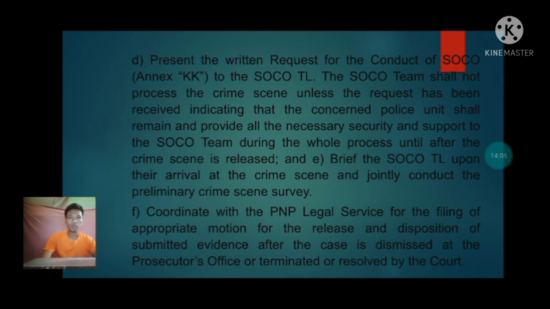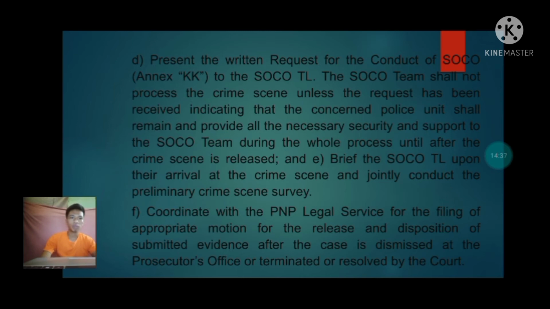And letter D, present a written request for the conduct of SOCO to the SOCO TL or the team leader. So the SOCO team shall not process the crime scene unless the request has been received, indicating that the concerned police unit shall remain and provide all the necessary security and report to the SOCO team during the whole process until after the crime scene is released.